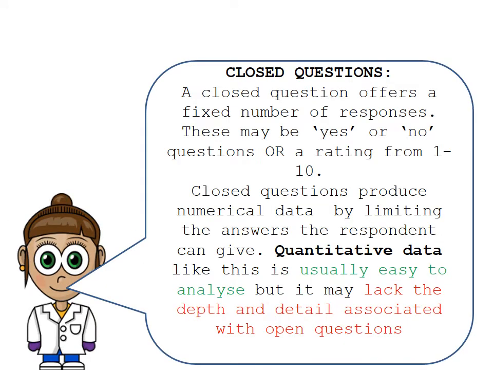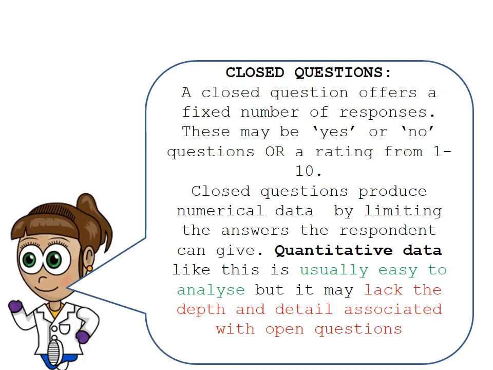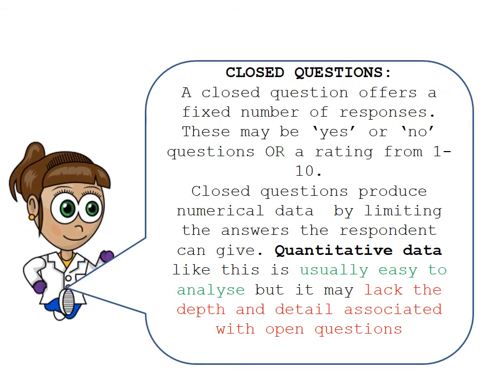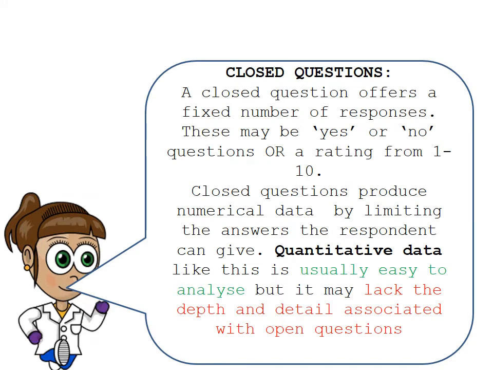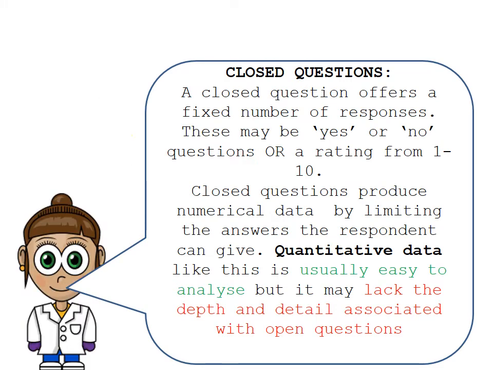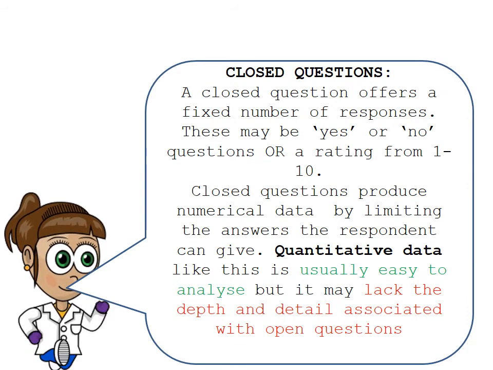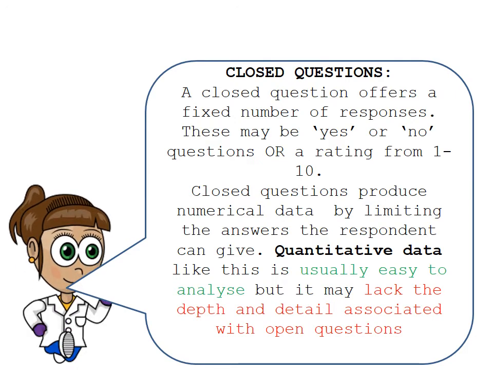So we are encouraging respondents to respond to the questions in any which way they want. Closed questions offer a fixed number of responses, for example, yes or no questions, or a rating from 1 to 10. Closed questions produce numerical data by limiting the answers the respondent can give. Quantitative data like this is usually easy to analyse, so that's a strength of quantitative data. But a problem with this kind of data is that it may lack the depth and detail associated with open questions. So we might not get a full understanding of why that respondent has answered in that particular way.